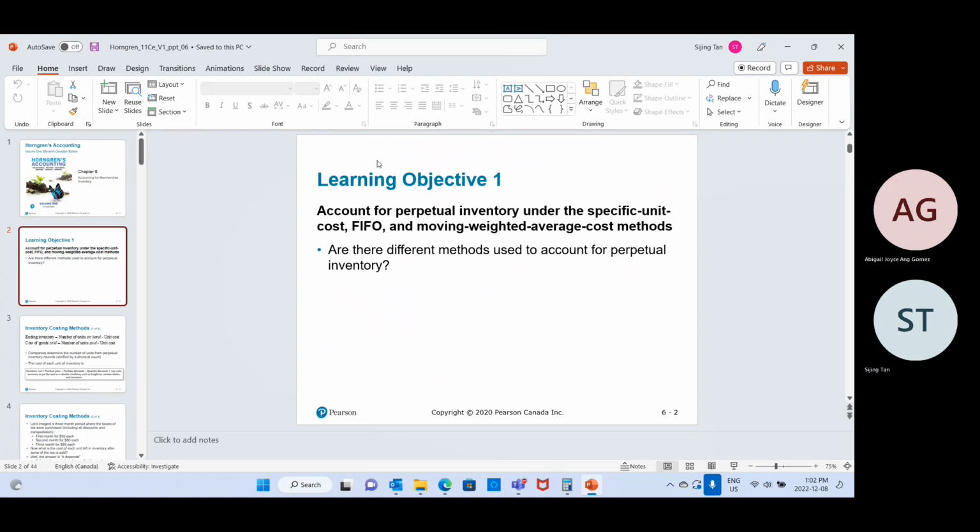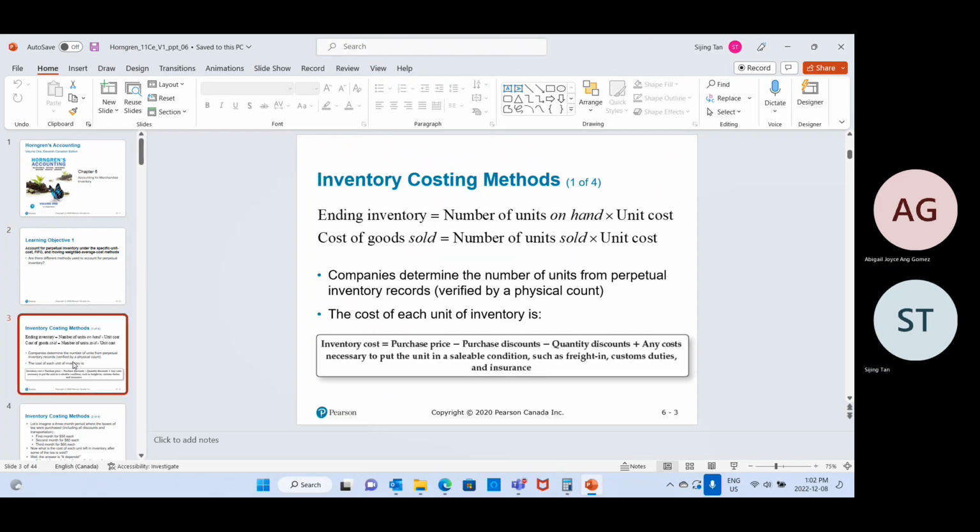Okay. So first of all, are there different methods used to account for perpetual inventory? Yes. So first of all, I want to quickly review the 2 different inventory systems. The first is a perpetual inventory system. The second is a periodic, right?